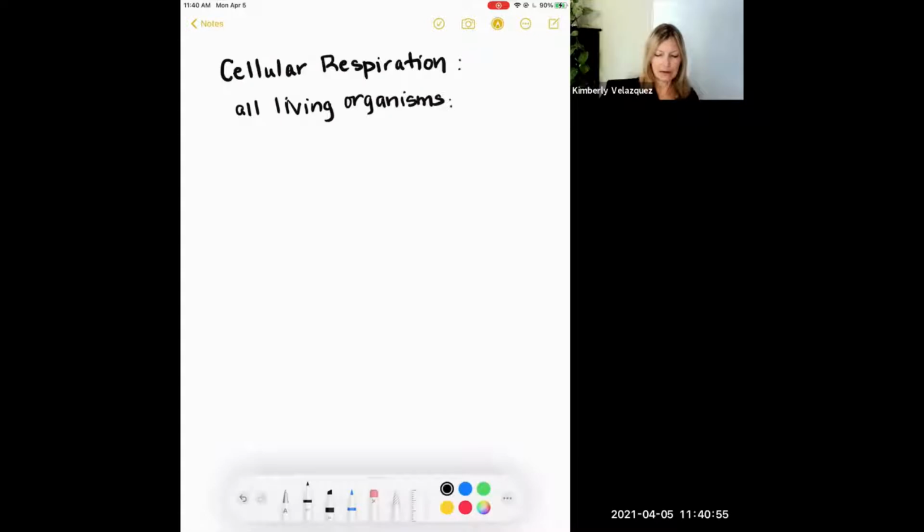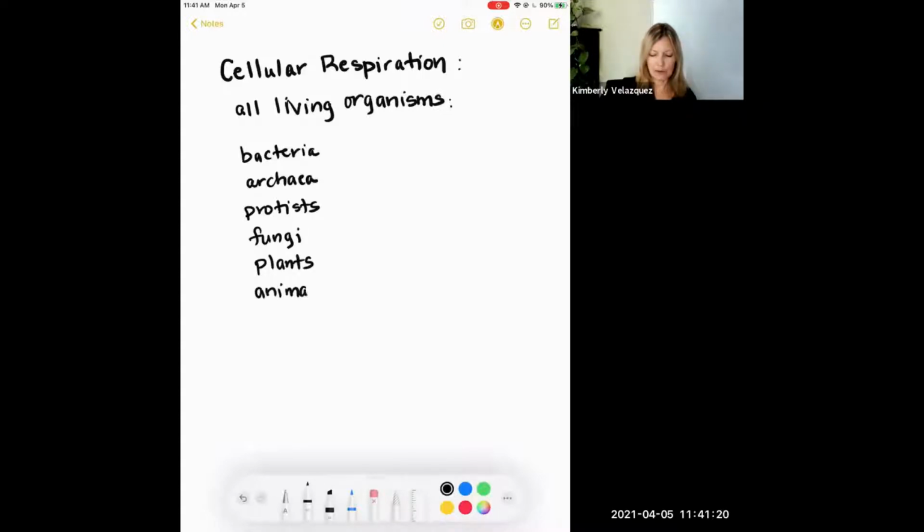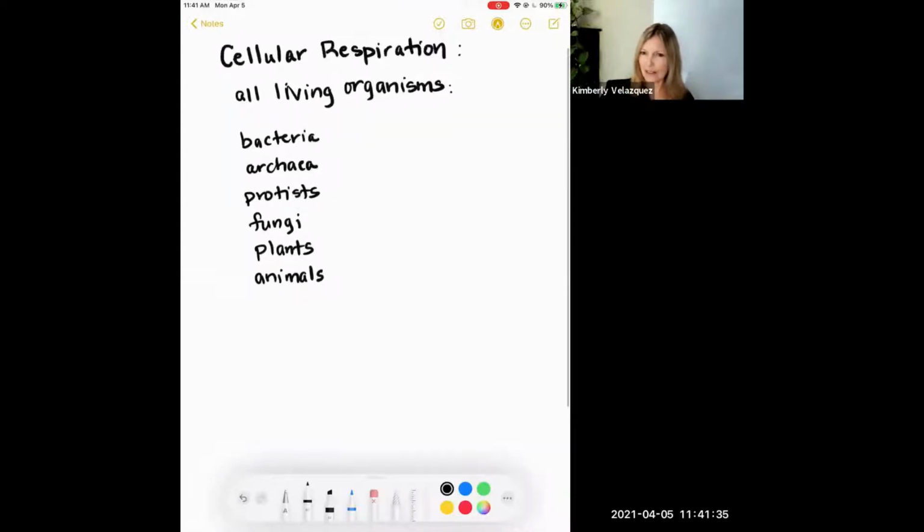And what do I mean by that? I mean all living organisms. So that includes bacteria and archaea, which of course are the prokaryotes. And then it includes all the eukaryotes, so protists, fungi, plants, and animals. This is how living organisms take the energy from their food and convert it to the form that cells need to carry out chemical reactions, and that is ATP.